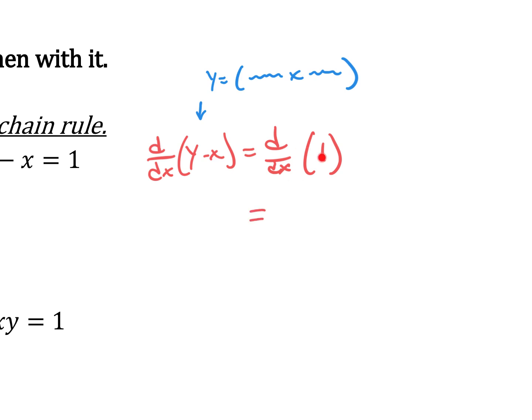Well, what's the derivative? Let's start on the right side. What's the derivative of 1? Well, the derivative of 1 is 0. And now let's come over here. What's the derivative of y? Well, I don't know what y is. y is some function of x. And so what's the derivative of y? Well, it is the derivative of y. In other words, I don't know, so I'm just going to write down dy/dx. Now I need to find the derivative of minus x. What's the derivative of minus x? The derivative of that is negative 1.